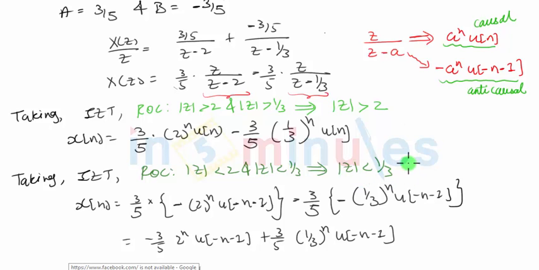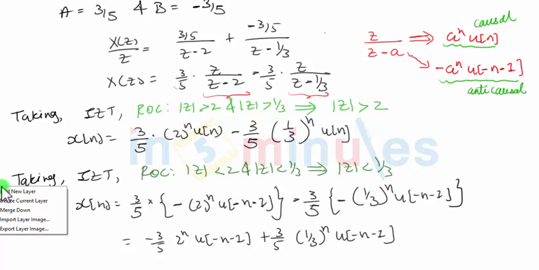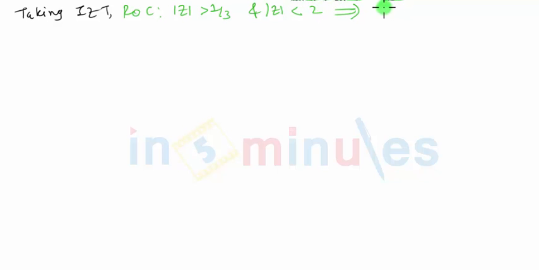Can there be a third type of inverse Z transform also possible? The answer is yes. Let's see what that will be. So once again, taking the inverse Z transform, this time I'm going to consider the ROC as mod Z greater than 1 by 3 and mod Z less than 2, and this will have a common ROC of mod Z greater than 1 by 3 and less than 2. This is exactly the same thing I've written here as a common ROC. So what will be x of n in this case?